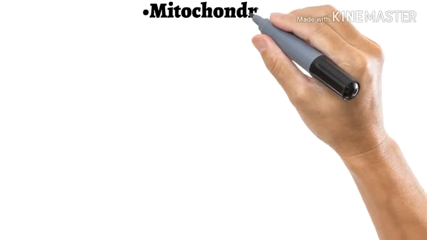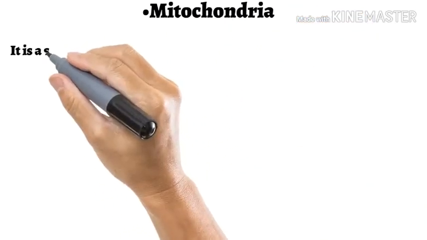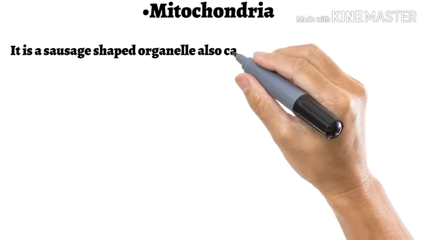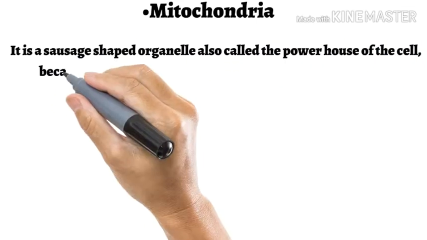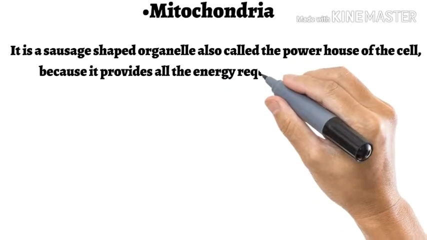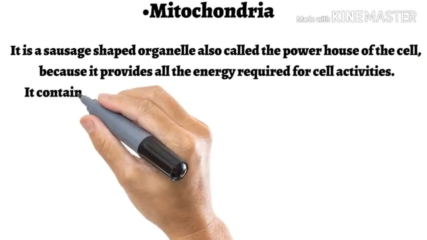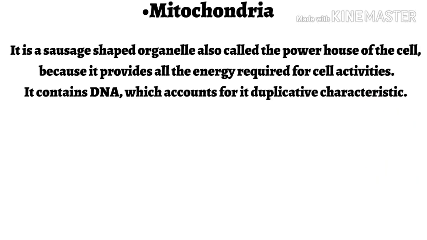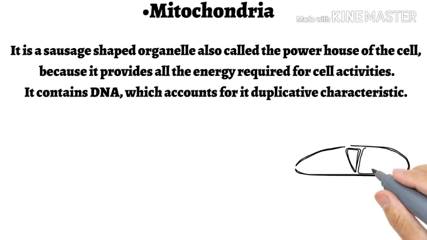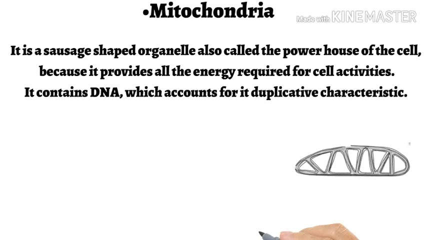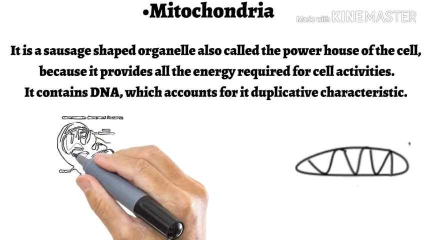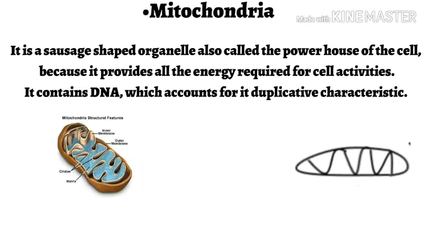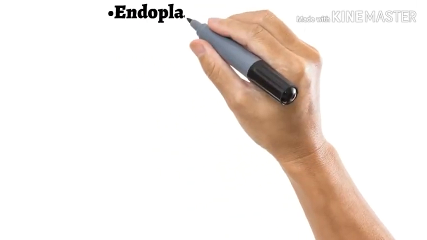The mitochondria. It is a sausage-shaped organelle, also called the powerhouse of the cell, because it provides all the energy required for cell activities. It contains DNA, which accounts for a duplicative characteristic. As we said earlier, any organelle that possesses DNA will automatically duplicate itself.